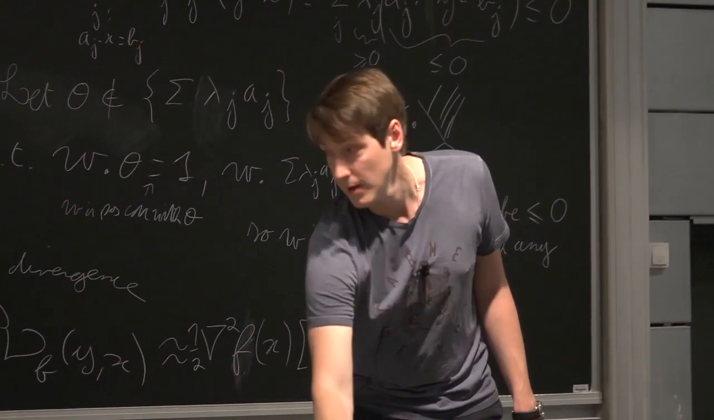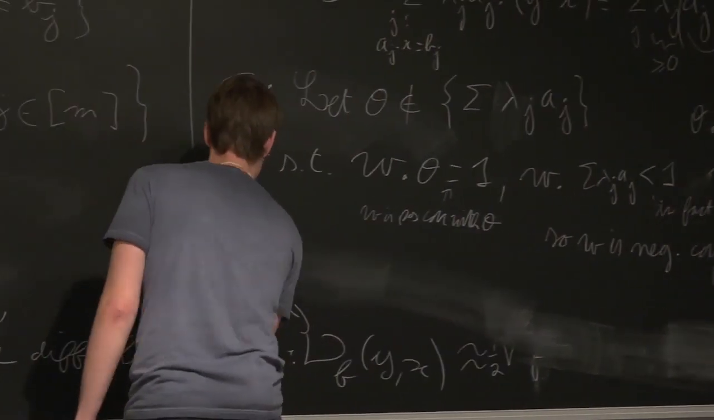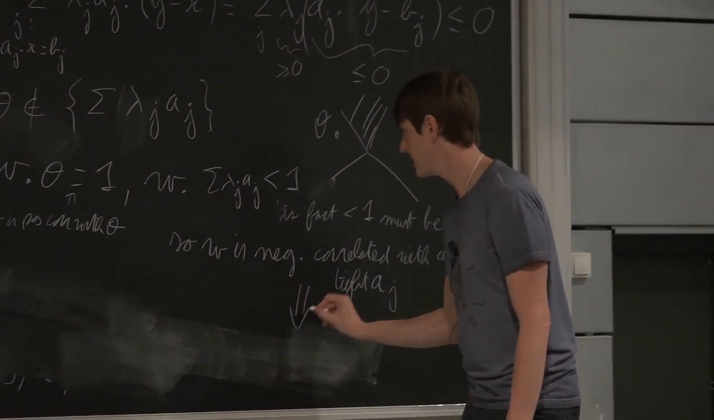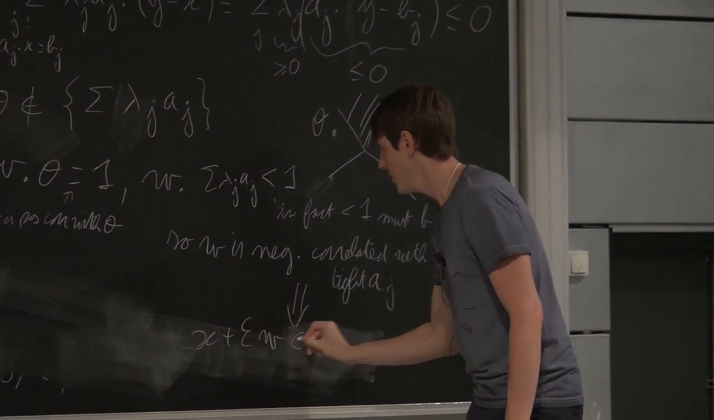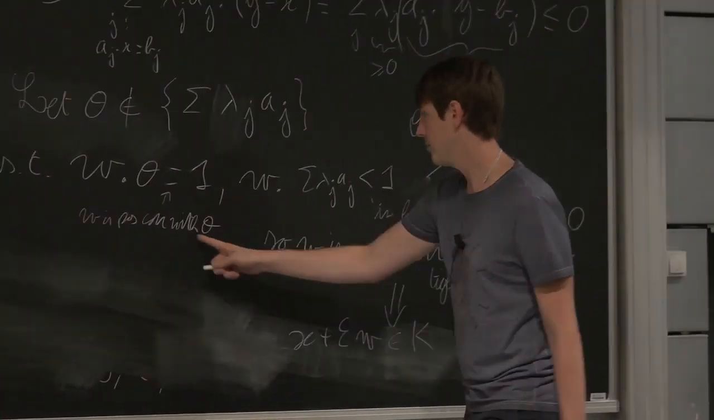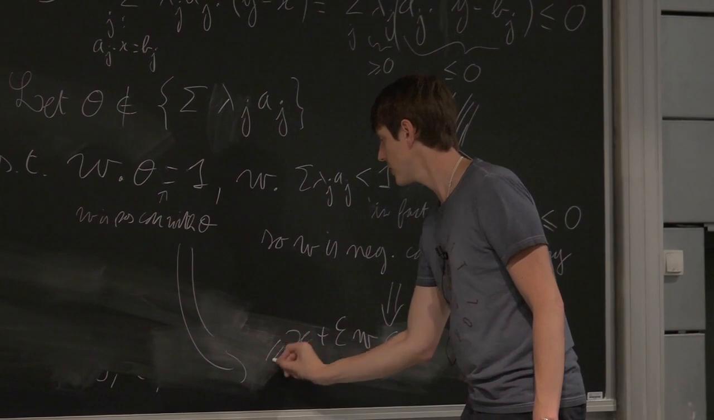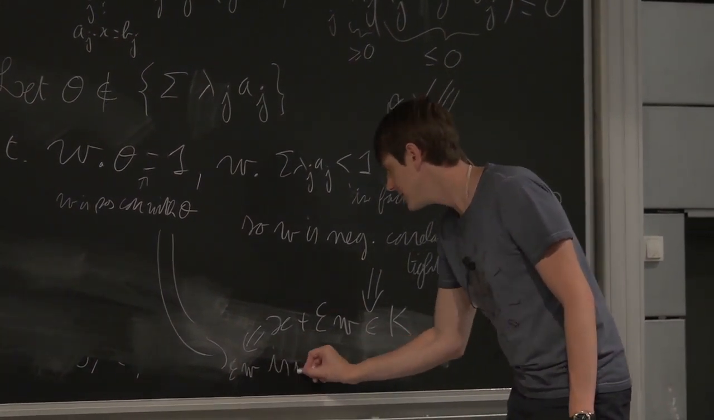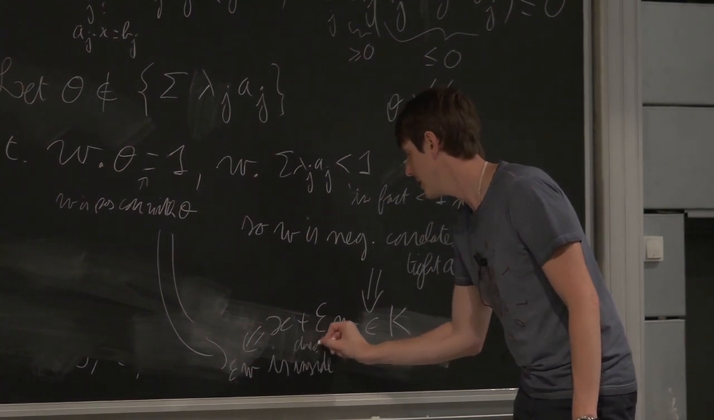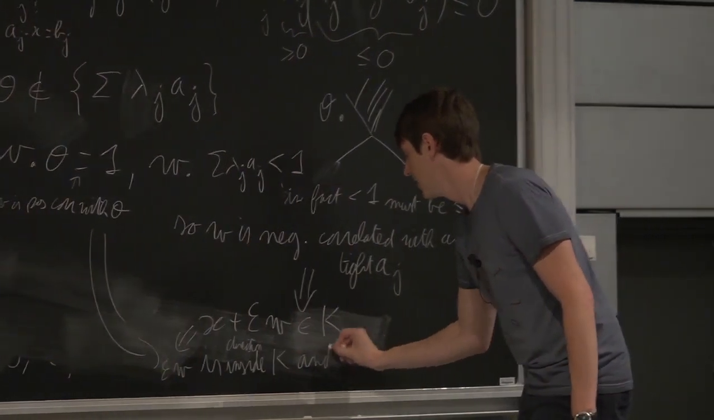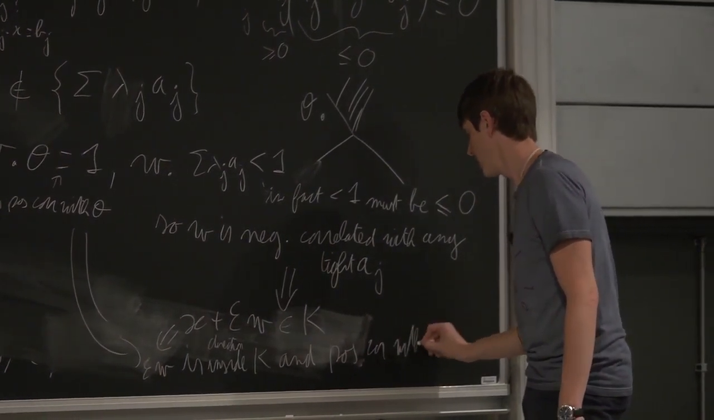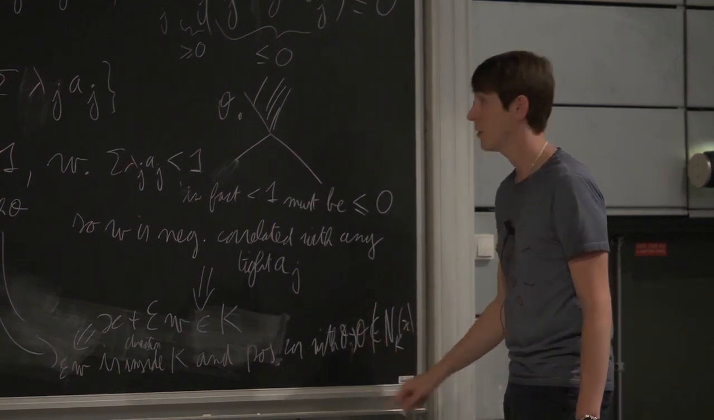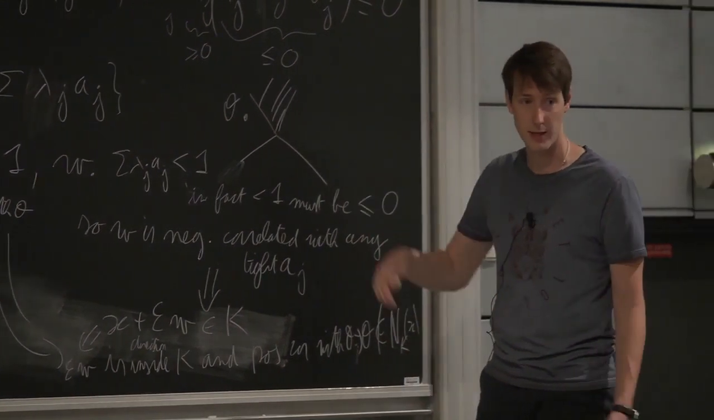Okay, so let me just say this again, just to conclude. So this part implies that x plus epsilon w remains in k. But with this, if I combine both of them, I get that epsilon w is a direction inside k and positively correlated with theta. So theta is not in the normal cone at x. Okay, so I showed that any point which is not in this is not in that, so I get the inclusion that I wanted.